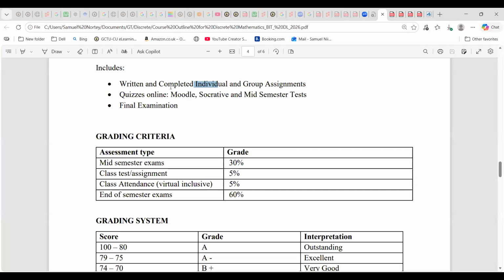So that is what I'm talking about. There are individual quizzes, which are on the LMS. There are group assignments, which you also see on the LMS. And then almost every day, every lecture, we may have a Socrative quiz. Then you have your mid-semester exams, which will also be online, and then your final exams. So just like last semester, the structure is the same. We'll follow through in the same way.